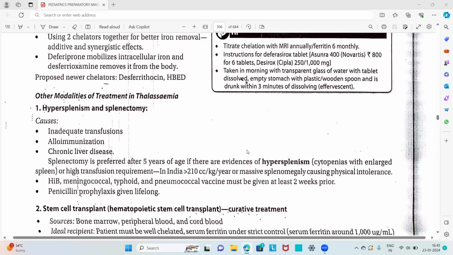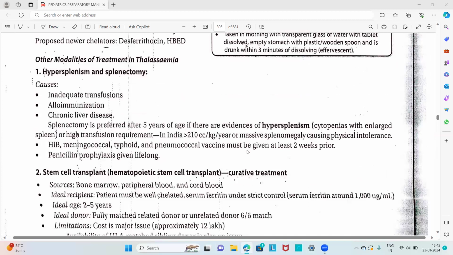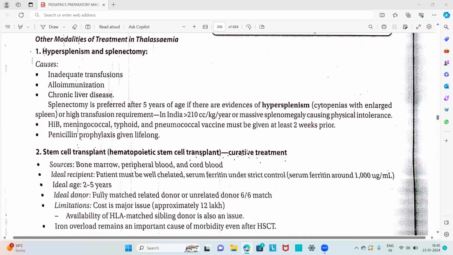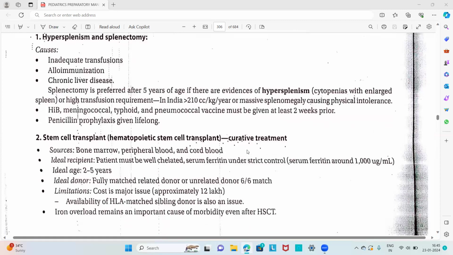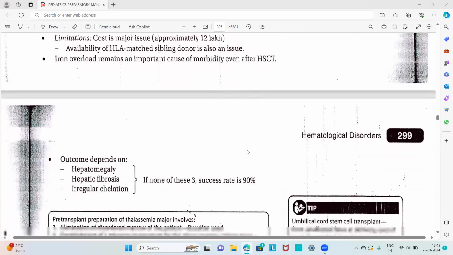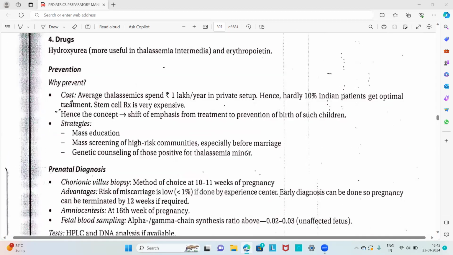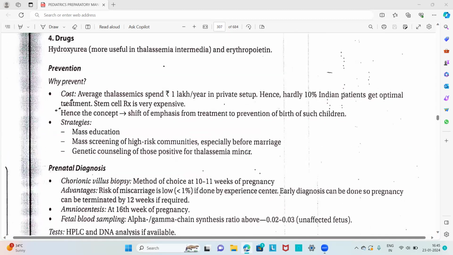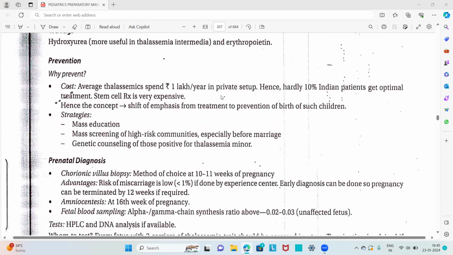The first and foremost is the blood transfusion, and the side effect is the iron overload, and other cardiac side effects are there. Then another modality of treatment is hypersplenism and splenectomy. And stem cell transplant, that is hematopoietic stem cell transplant. Then we have gene therapy and drugs like hydroxyurea and erythropoietin. So these are all regarding the treatment for thalassemia. Then how will you prevent?